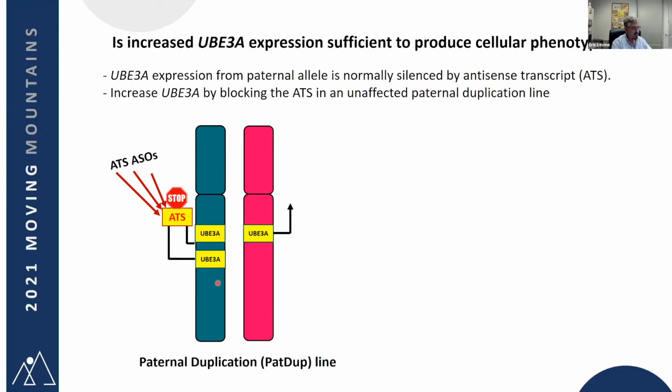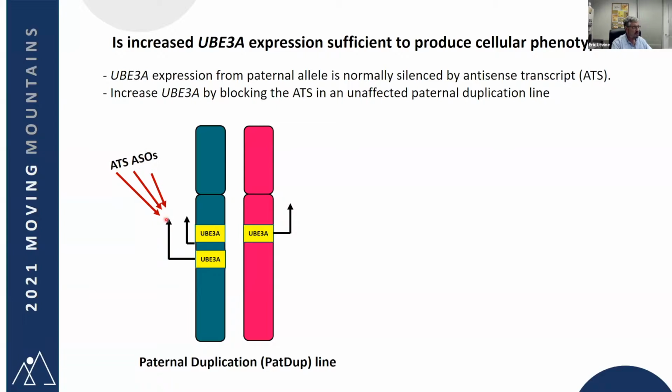Now, in these particular experiments, we're actually using this paternal duplication line. Now, as you remember, the paternal duplication does not cause Dup15q syndrome. And actually, in this particular individual that this line is derived from, this person did not show any autistic features. But their paternal allele harbors 2 silenced copies of UBE3A. And the reason we use this line is because now when we treat with the ASO, we're going to get increased expression of both of these copies of UBE3A. So it's going to create a better model of the isodicentric Dup15q individual.